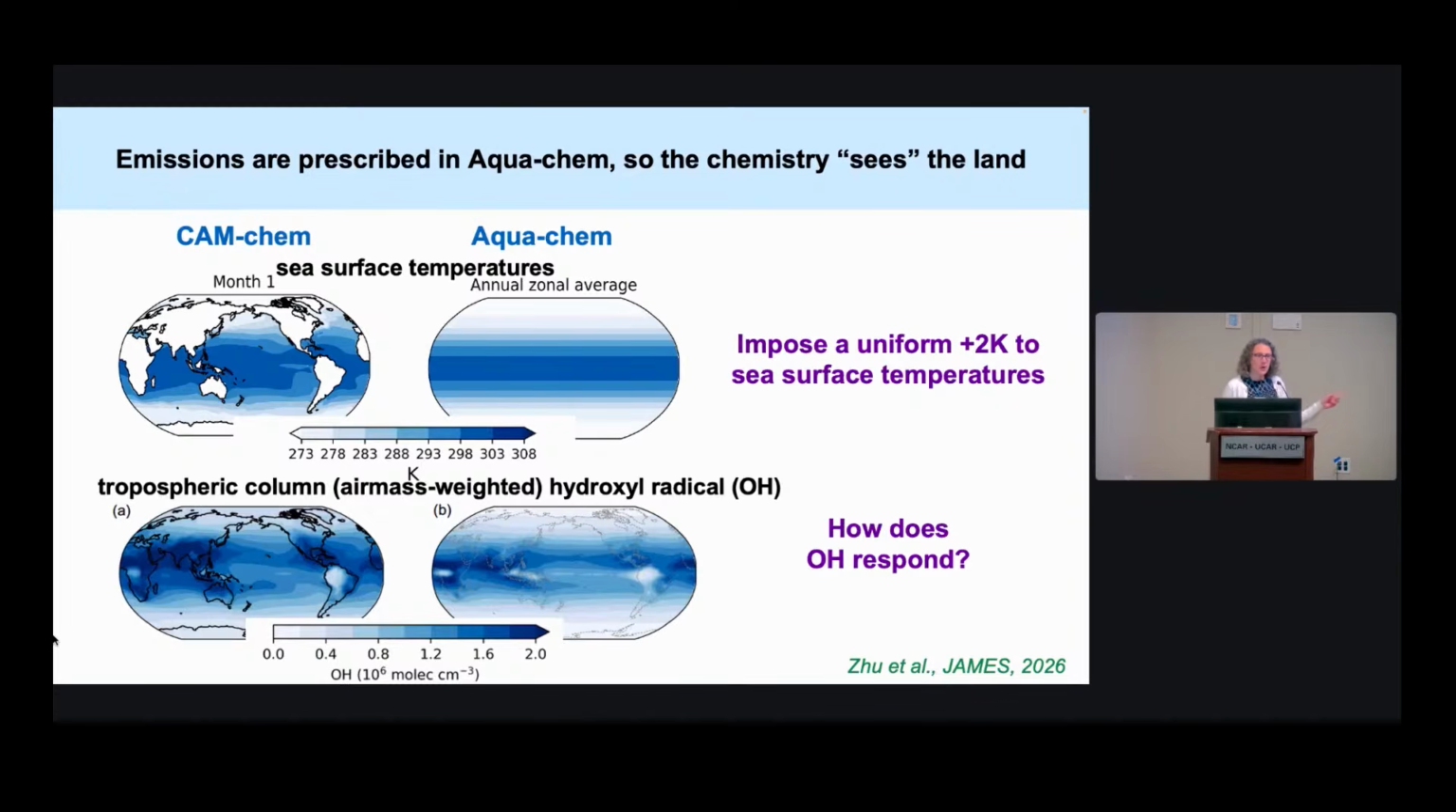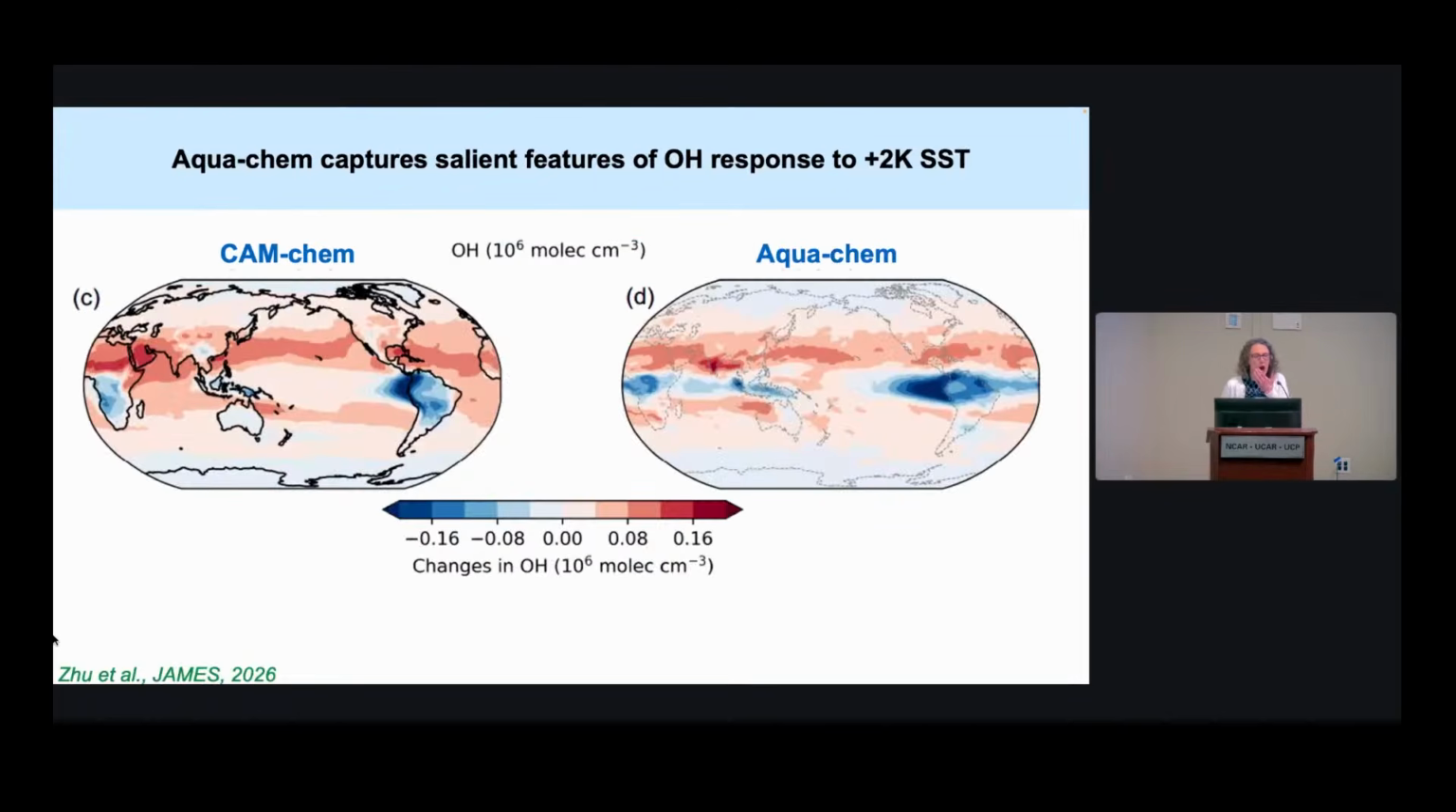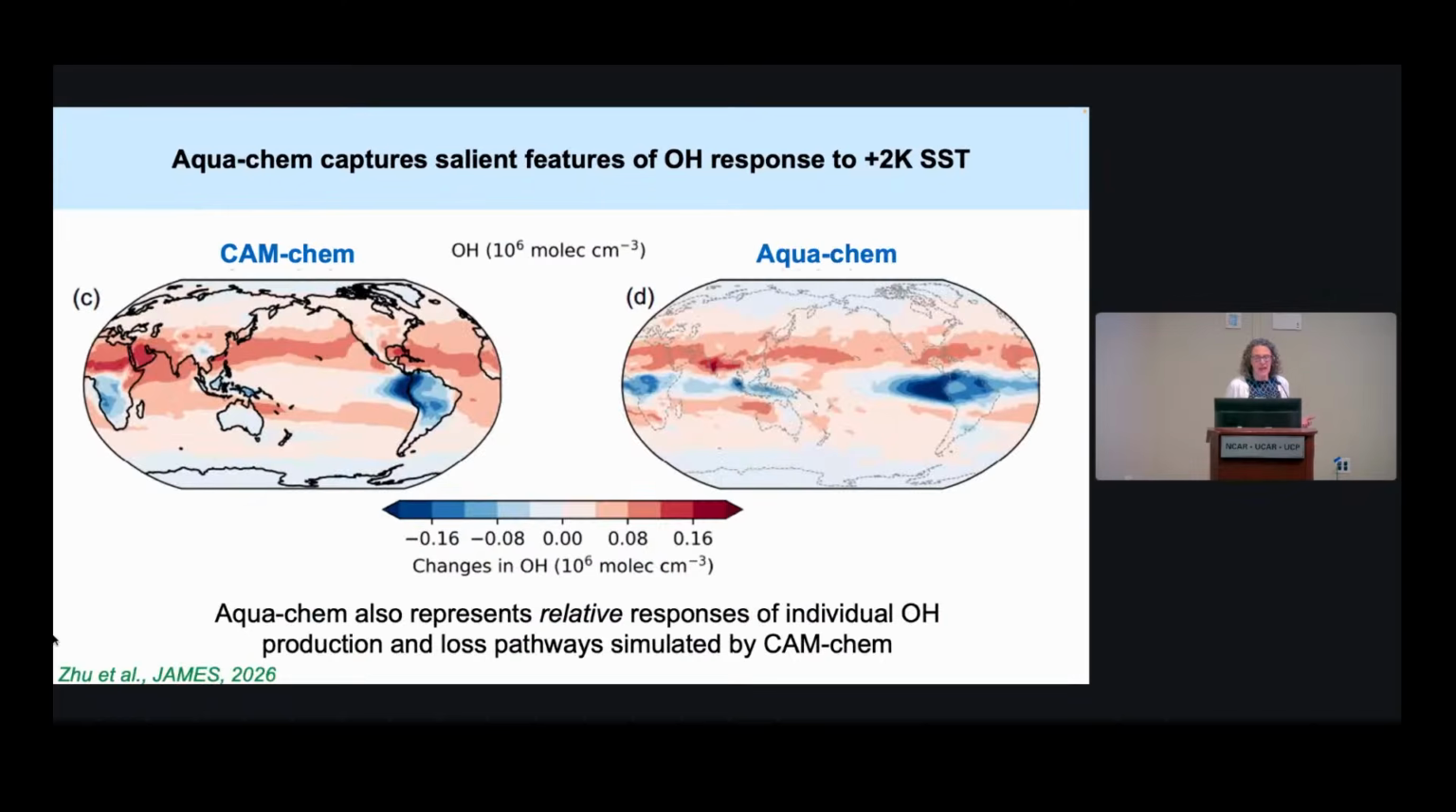in OH. The question I'm gonna go through really quickly, that you can learn more about in the James paper or chat with me at breaks, is how does OH respond to a uniform increase in sea surface temperatures by 2K? And Chindan does this both in ChemChem and in AquaChem for one set of simulations just to check whether we trust the response of this simplified model. And here's what the response in OH looks like. And importantly, Chindan also tracked all of the individual pathways for OH production and loss and shows that the relative rankings of how those respond to the 2K warming also are reproduced in the simplified model AquaChem.